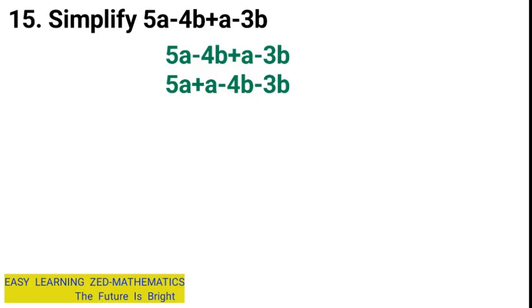Okay, now once I've done that, then I'm going to find the value of these expressions I've made, which is 5a plus a will give me 6a, then negative 4b minus 3b will give me negative 7b. Okay, so this was the answer. So to simplify that expression, which is 5a minus 4b plus a minus 3b, will give us 6a minus 7b. Okay, let's go to the next question.